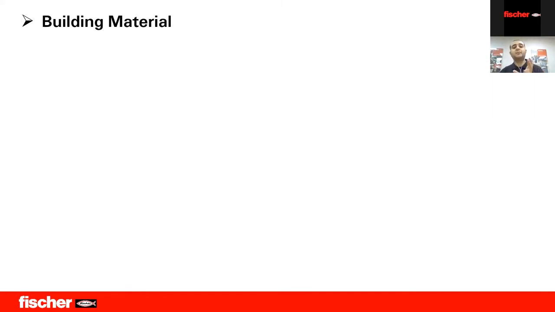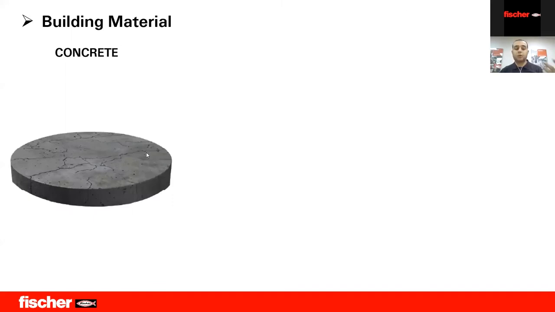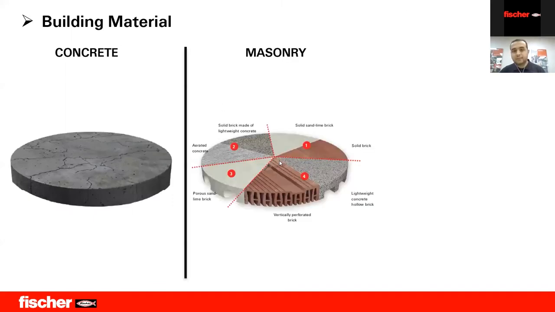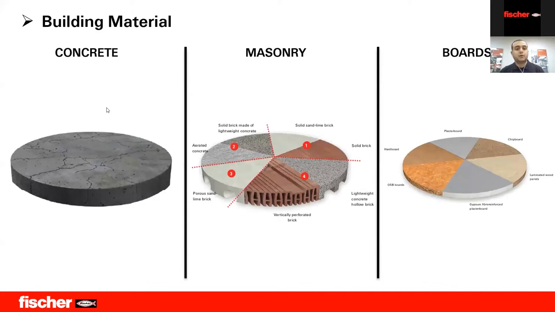Basically, we have three main types of building material: concrete, masonry, and boards. We are going to discuss each specifically and in more detail in the coming slides. So basically, these are the main three: the normal concrete we are facing outside, and the masonry, which will have four categories.